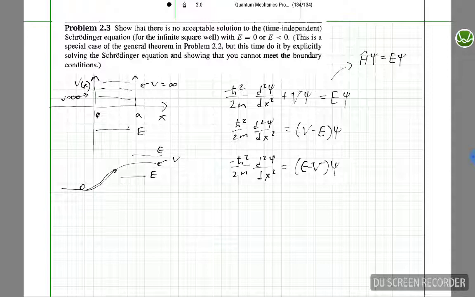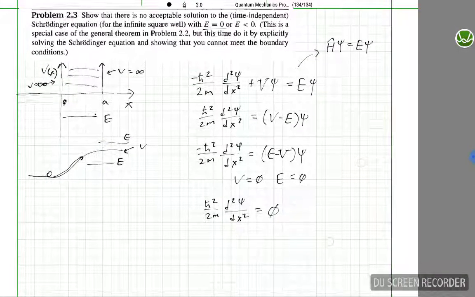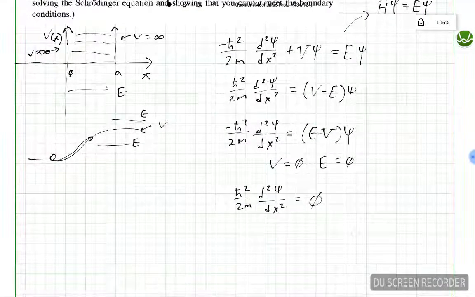So inside the square well, our potential equals 0. And for this problem, let's do it where E equals 0. So that means that we have h bar squared over 2m d squared psi dx squared equals just 0. 0 minus 0 is 0. 0 times psi is, of course, 0.